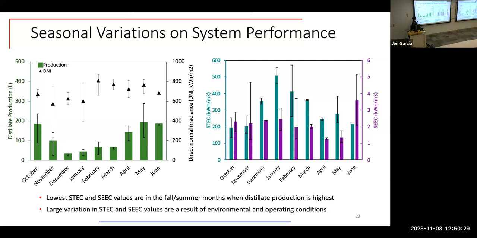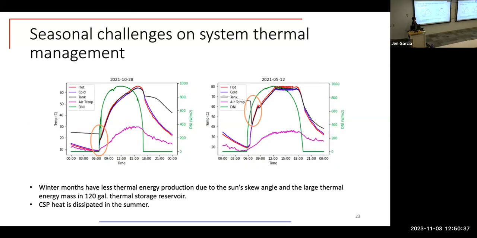So this gets to the point that we have very different performance throughout the year for the system. We also have very different, this is just showing some seasonal challenges with thermal energy management.